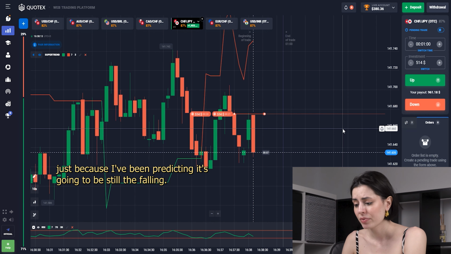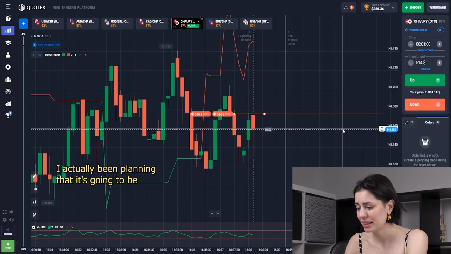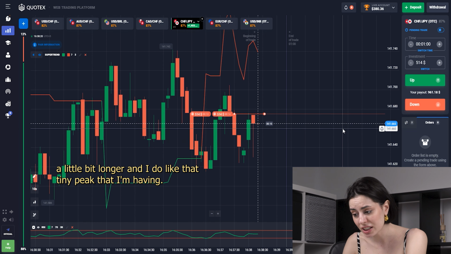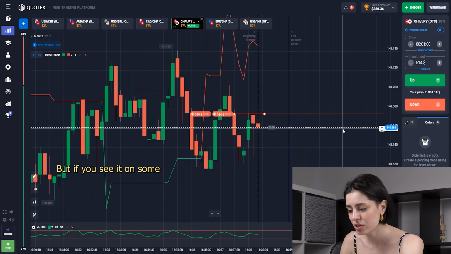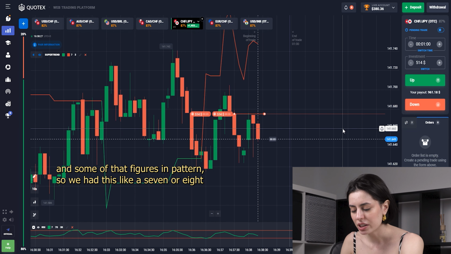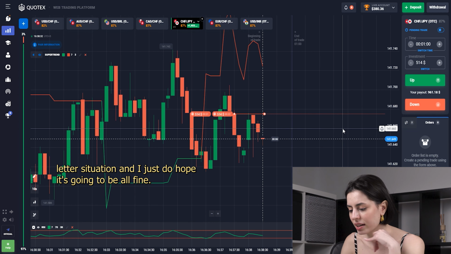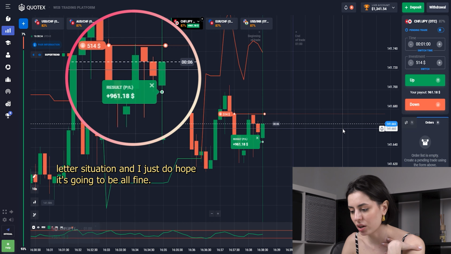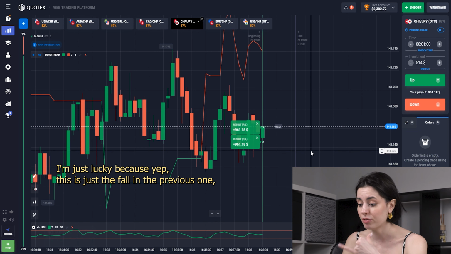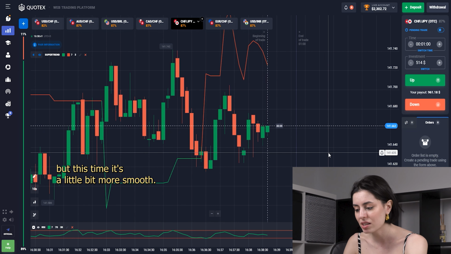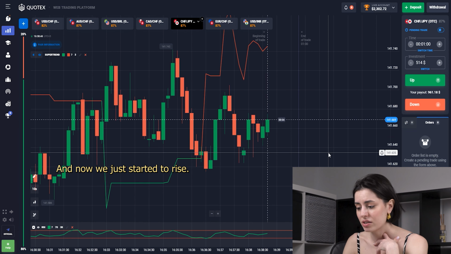Anyway, I made my bet for the downward trend, not because of the super trend, just because I've been predicting it's going to still be falling. I was planning that it's going to be a little bit longer, and I don't like that tiny peak that I'm having. But you may see on some of the figures and patterns we had a step and ladder situation, and I just hope it's going to be all fine. It's all fine. I'm just lucky, because the previous one was falling, but this time it's a little bit more smooth, and now we just started to rise.